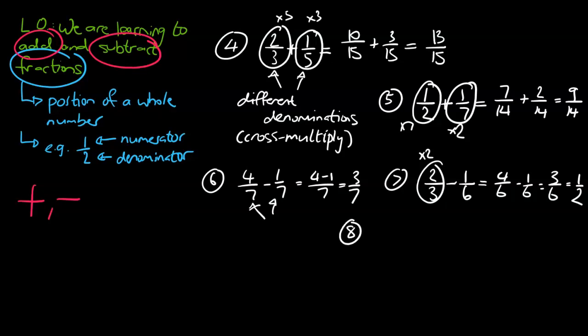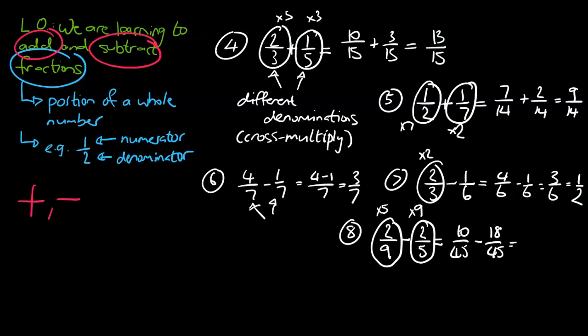And then number 8, you can also use the cross-multiplying method for subtraction as well. So let's do 2 over 9 minus 2 over 5. So to get the same denominator, this fraction needs to be multiplied by 5, which is the opposite denominator. And this fraction needs to be multiplied by 9, which is the opposite denominator. That's going to become 10 over 45 minus 18 over 45. When we do that subtraction, that's going to be negative 8 over 45.